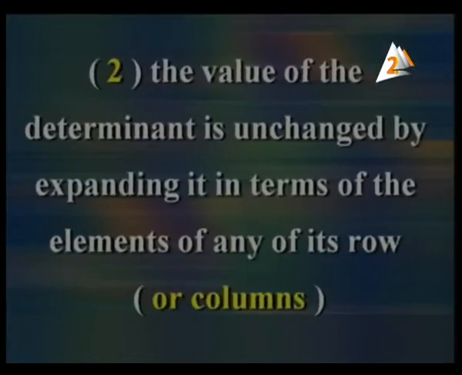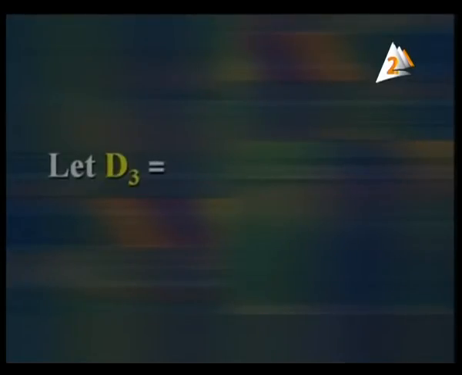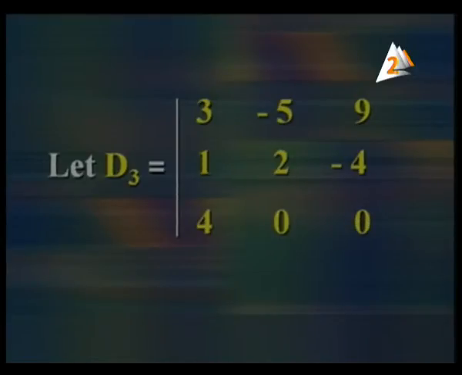Number 2, the value of a determinant is unchanged by expansion in terms of the elements of any row or column. The value of a determinant is unchanged when we expand it in terms of the elements of any row or column. Let D3 equals 3, negative 5, 9, 1, 2, negative 4, 4, 0, 0.